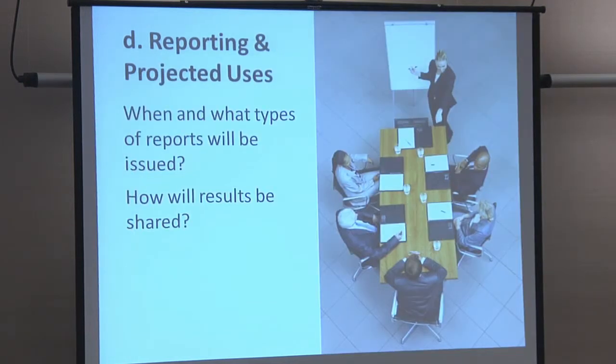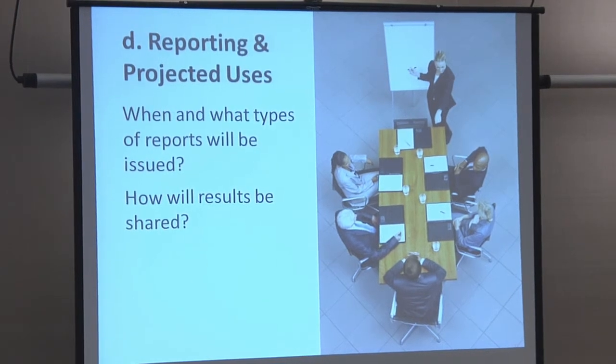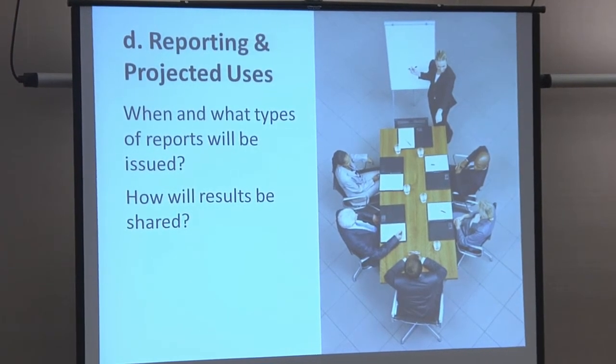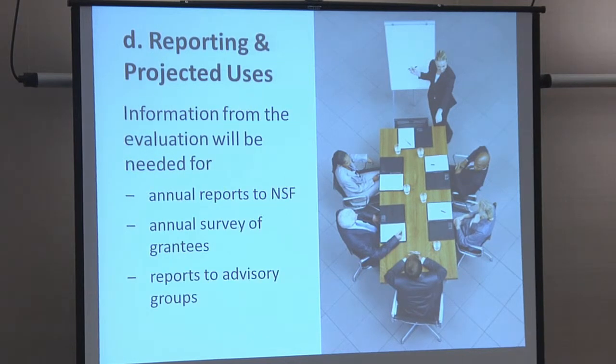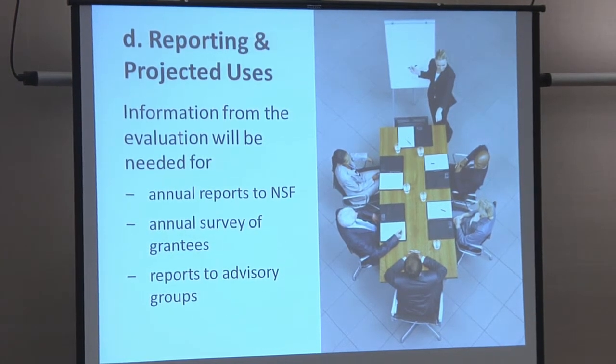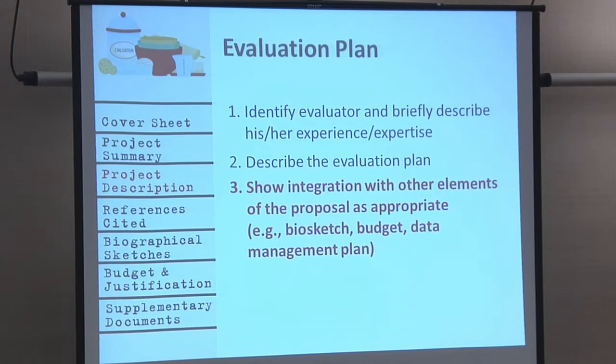You at least need to describe what types of reports will be developed and when and how they will be shared, basically. So keep in mind you'll need information from the evaluation for other purposes, such as annual reports to NSF, annual survey of grantees, and that's what I was just thinking of that we do, and possibly reports to advisory groups. So multitask your outcomes, your data, and your conclusions, if you can.